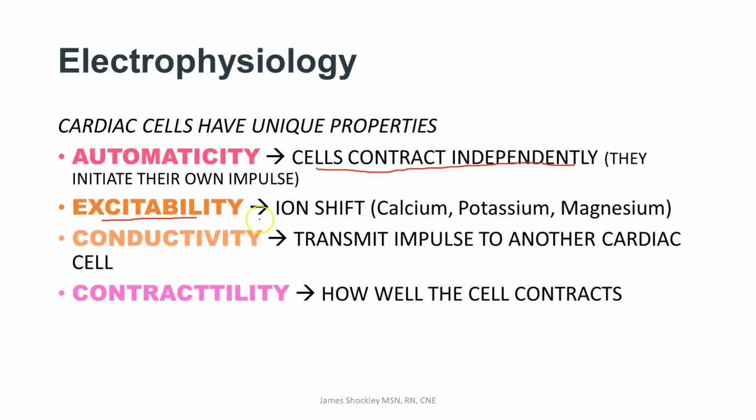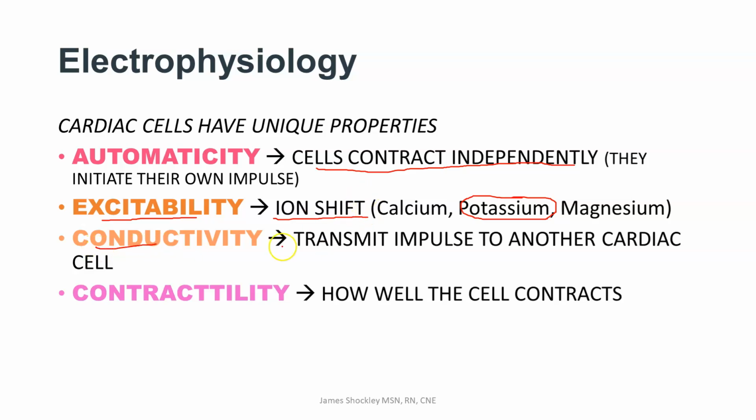Excitability means that you have the ability to be electrically stimulated because of the ion shift related to mostly calcium, potassium, and magnesium. Those are going to be our big three electrolytes that we talk about. Obviously, the main one for us is potassium, but calcium does play a really crucial role, as well as magnesium, in making sure that your heart doesn't become agitated.